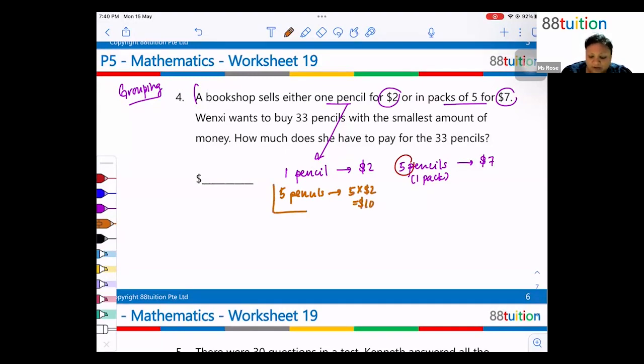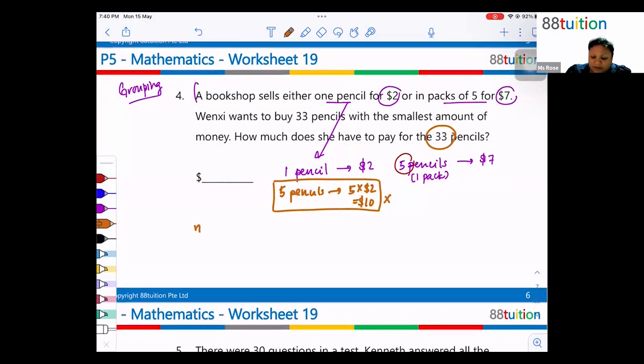Excuse me, it will cost me $10, right? Okay, so it is not wise to buy. So what you do would be, you want to buy 33 pencils. What's the cheapest possible? Yes, then thank you very much.